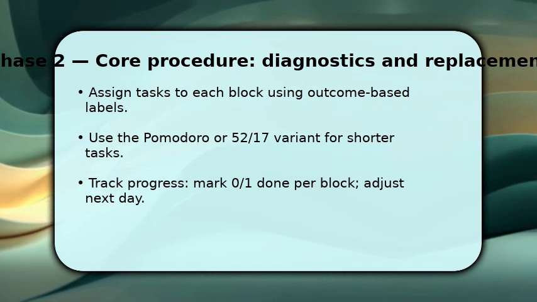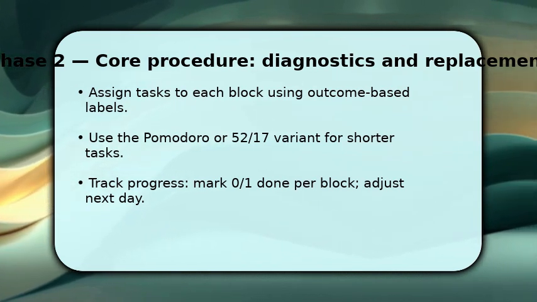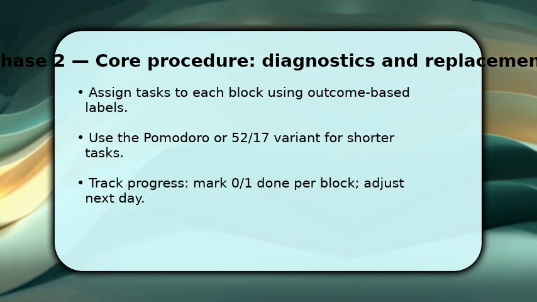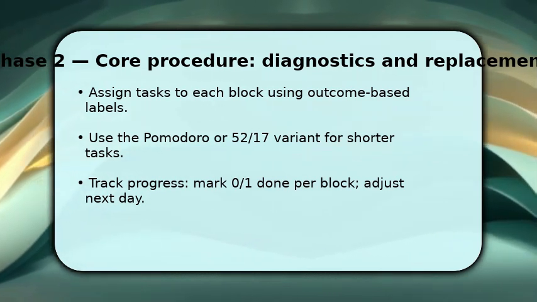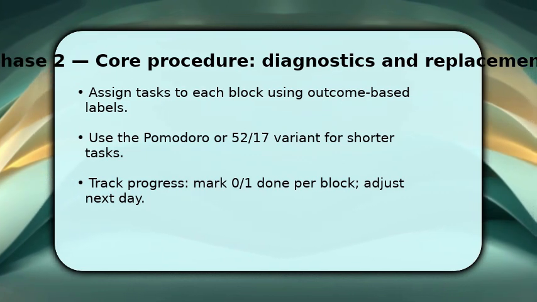While working, set a timer and record a simple 0/1 completion for each block. This gives you data. If a block overruns, reschedule a lower priority block rather than collapse your whole day.